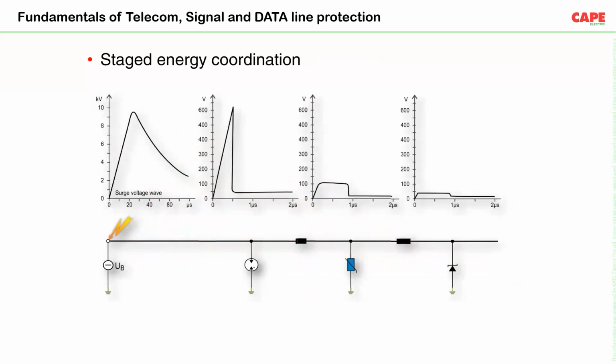So again, this is a pictorial representation of the operation of these three devices: GDT, MOV, and diode. The first one is a normal surge, which is around 8 to 10 kV. The GDT will clamp at a 600 volt level. Now the MOV has a lower clamping voltage, which is around 100 volt, whereas the diode will have an even lower clamping voltage, which is around 40 to 50 volt. And the final residual voltage across the equipment will be very low, around 20 to 25 volt, which our equipment can stand very easily.